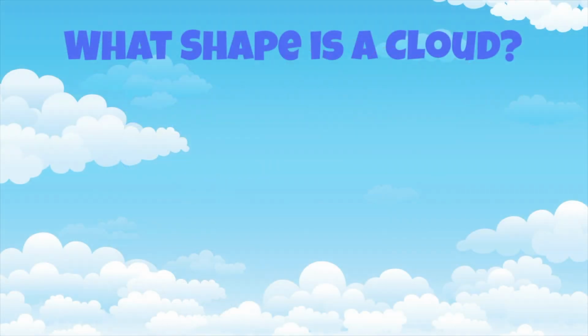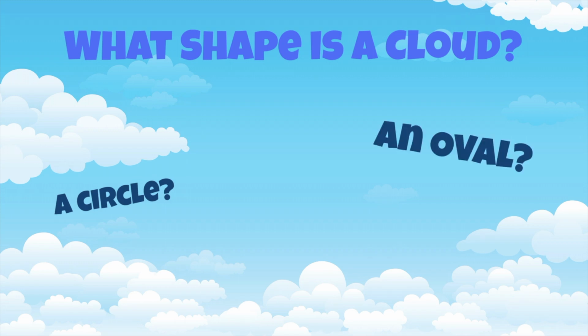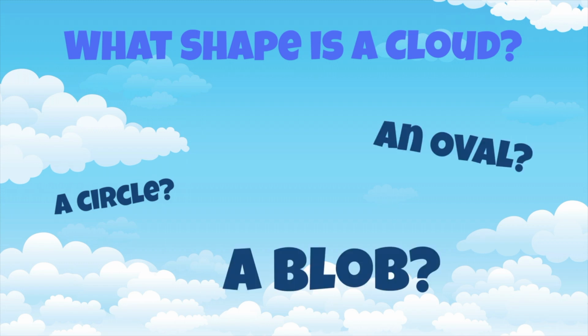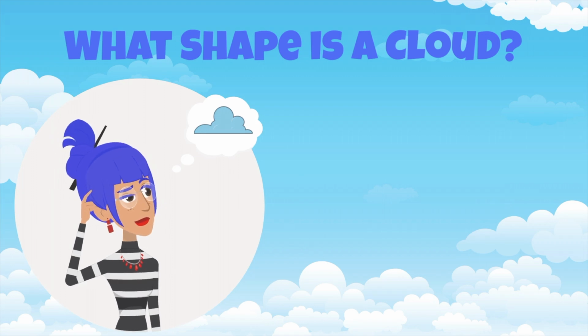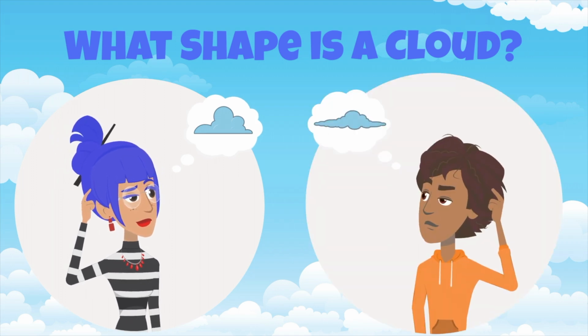It's hard for us to pick just one shape. We almost have to use the name of the object as the name of the shape. It's a cloud shape. And even then, the kind of cloud shape I might think of may be different from the shape of a cloud you think of.